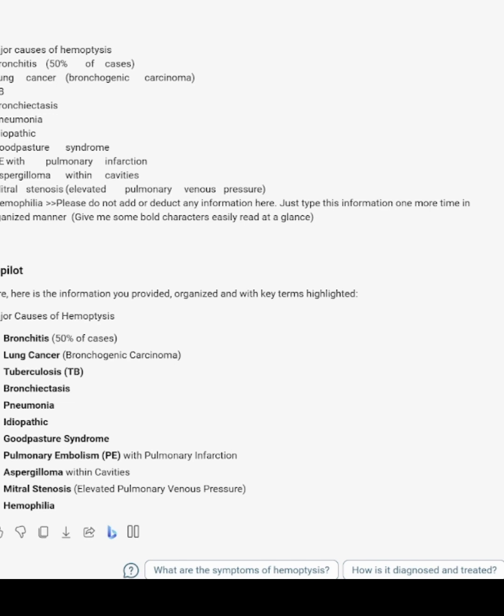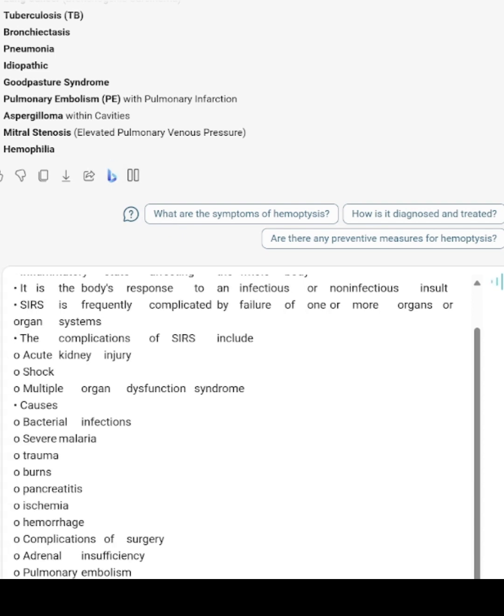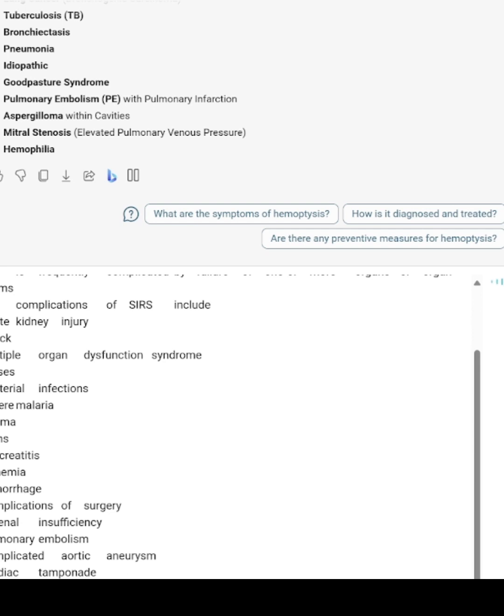Major causes of hemoptysis. Bronchitis, 50% of cases. Lung cancer, bronchogenic carcinoma. Tuberculosis, TB. Bronchiectasis. Pneumonia. Idiopathic. Goodpasture syndrome. Pulmonary embolism, PE with pulmonary infarction. Aspergilloma within cavities. Mitral stenosis, elevated pulmonary venous pressure. Hemophilia.